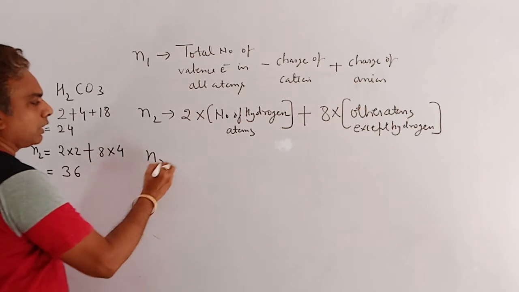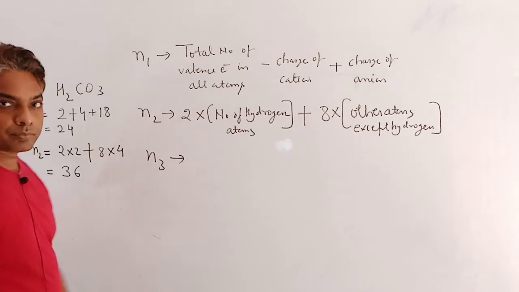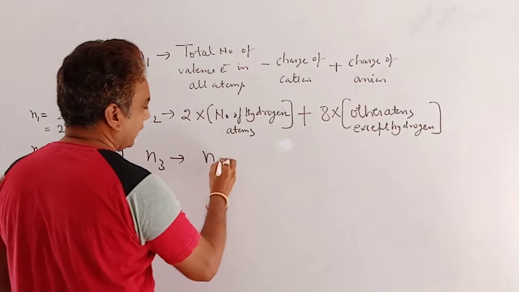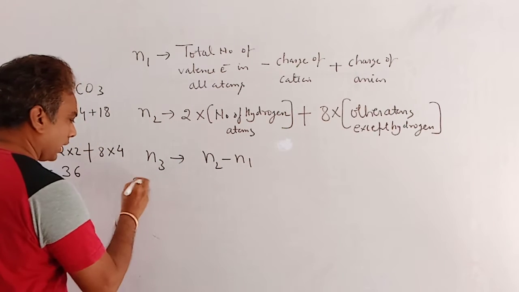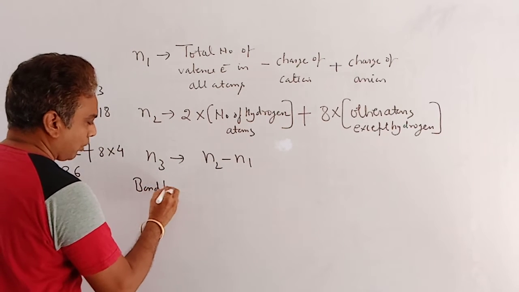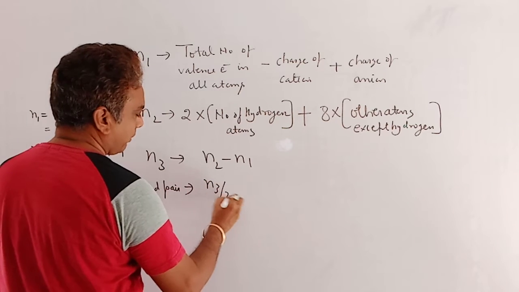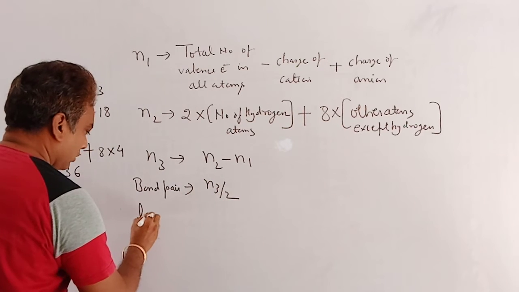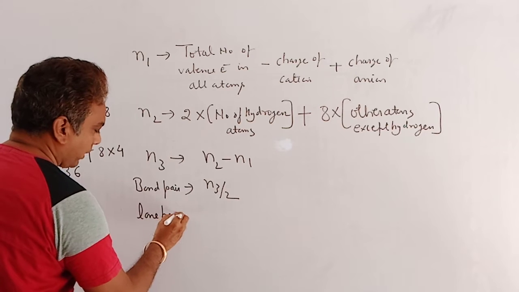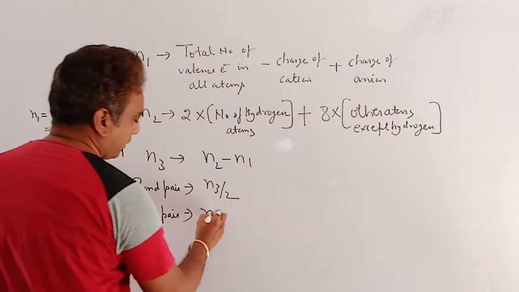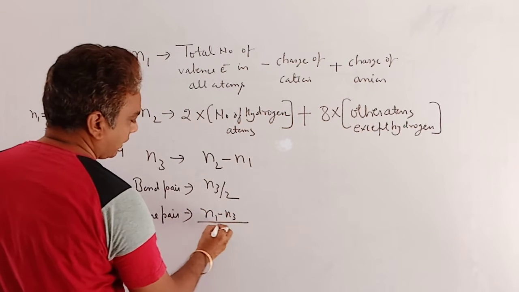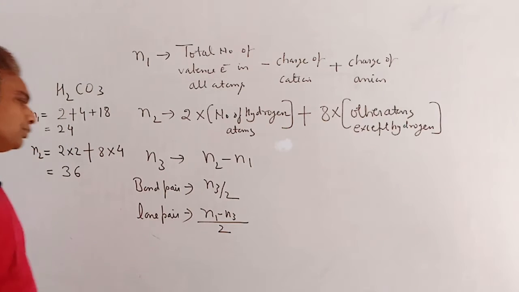Then calculate the value of N3. N3 is N2 minus N1, so we can easily calculate the bond pair. Bond pair is N3 divided by 2. Then lone pair. Lone pair is N1 minus N3 divided by 2.